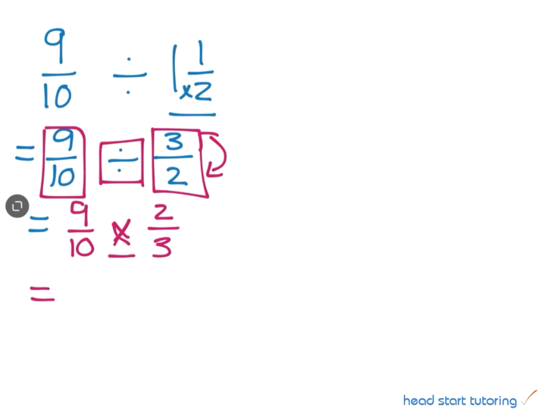So we cross cancel where possible. So 10 and 2 have a common factor of 2, so we divide 2 by 2 to get 1. We divide 10 by 2 to get 5. We look at 9 and 3, which have a common factor of 3, so 3 into itself once, 3 into 9 3 times. So we end up with an answer of 3 over 5, because 3 times 1 is 3, 5 times 1 is 5. So 9 over 10 divided by 1.5, or 9 over 10 divided by 3 over 2 is equal to 3/5.